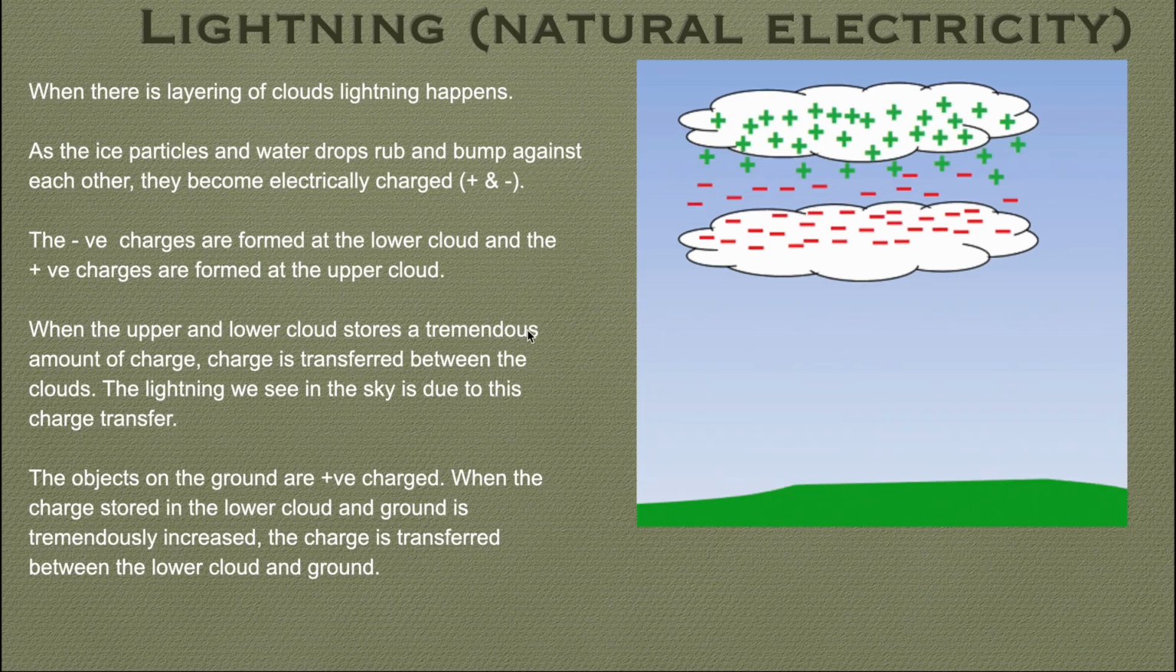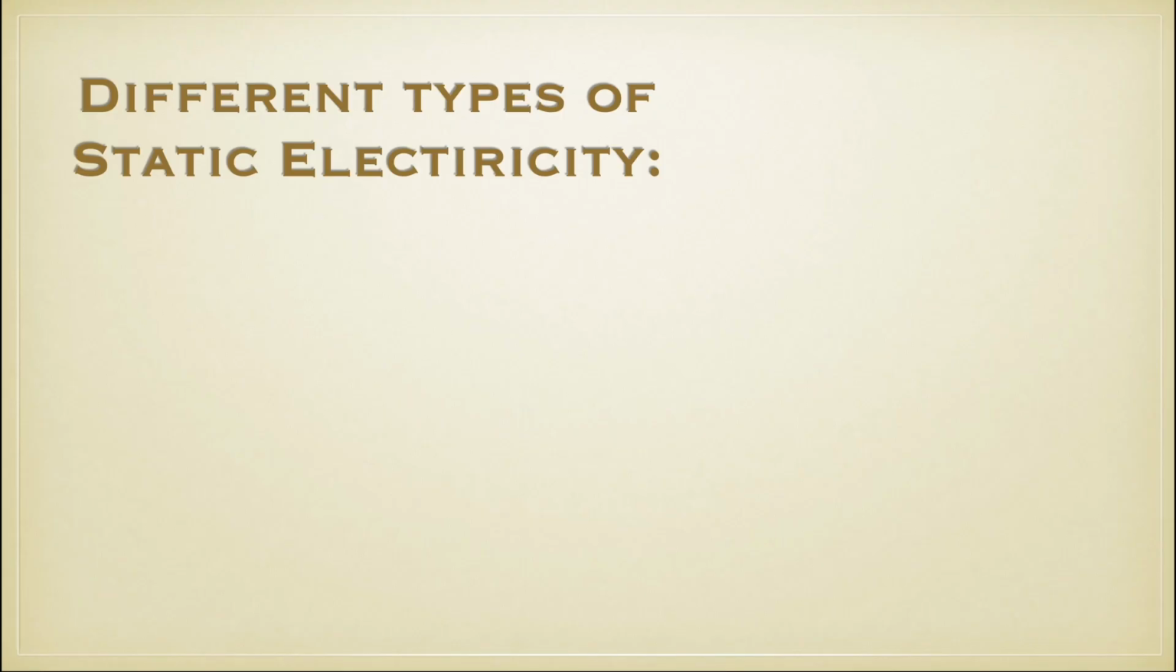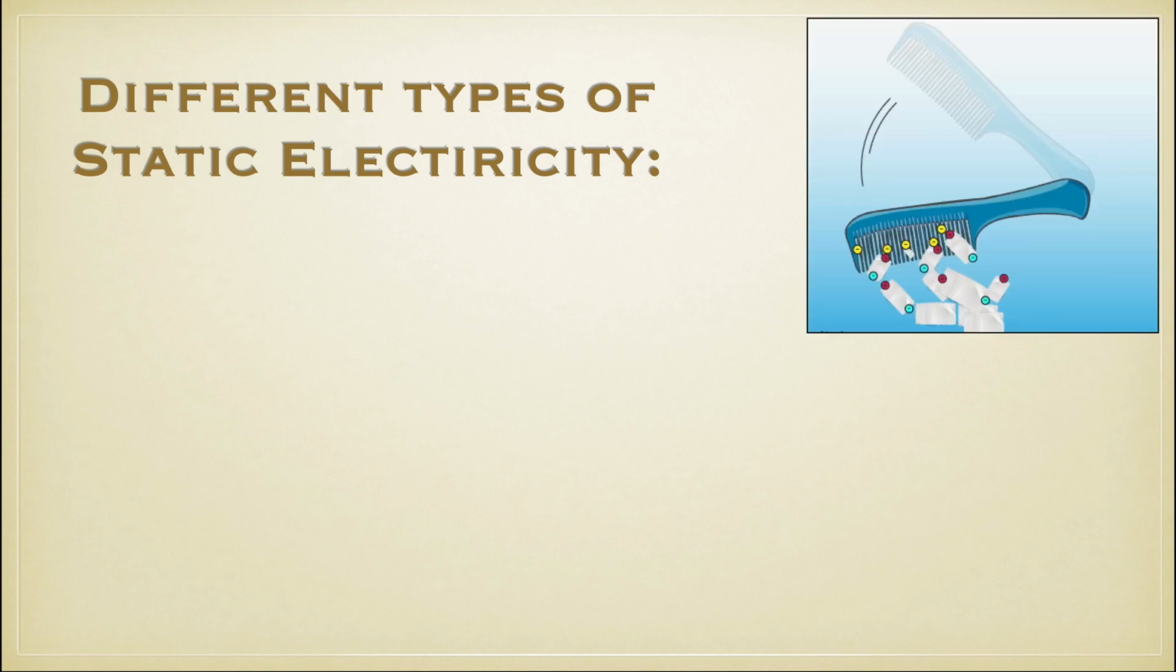But how does the lightning reach the ground? The objects on the ground are positively charged. When the charge stored in the lower cloud is tremendously increased, you see that there is so much negative in here. The charge has to get transferred, yes? So the charge is transferred between the lower cloud and the ground. That's what creates lightning. Different types of static electricity.